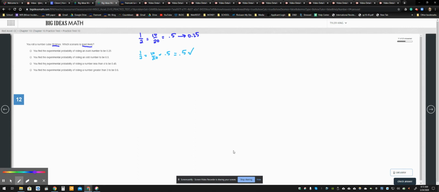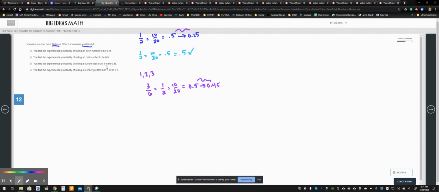Okay, looking at the next one, you find the experimental probability of rolling a number less than 4 to be 0.45. Now, if we're looking for a number less than 4, that means we can either have 1, 2, or 3, okay? And this is on a number cube, right? So we're going to say a number cube is going to be 3 possibilities out of 6 sides, which would be roughly 1/2 of the time we would be expecting to get a number less than 4, which would be 10 out of the 20 times, which would be about 0.5. To see that we're at 0.45, we can actually see that this is pretty close to each other, whereas this is still pretty far away.